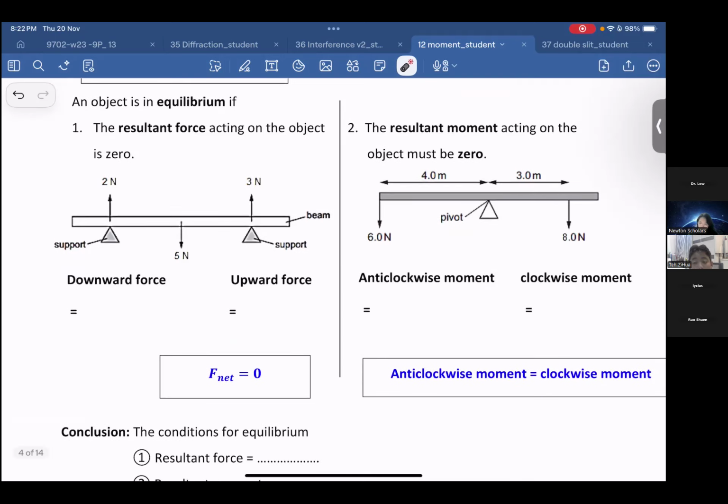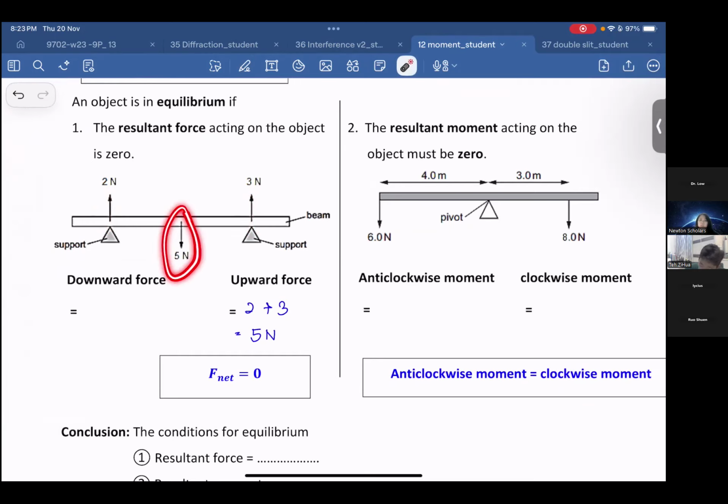We look at the first case. Here, how many forces are acting on the system? The pivot here points upwards to support the beam. So we have 2 upward forces, which are 2 Newton and 3 Newton. Write down 2 Newton plus 3 Newton. Total upward force is 5 Newton. So what is the downward force?